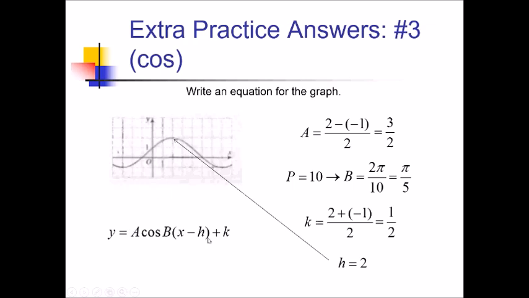Plugging all that into my cosine formula, I've got still an amplitude of 3/2, still have cosine of pi over 5, but now we have x minus 2 inside that parentheses, and we still have the k value of plus 1/2.